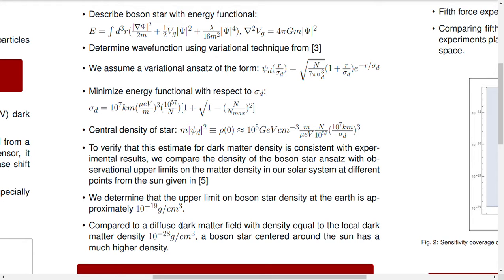Compared to a diffuse dark matter field, which has density approximately equal to 10 to the negative 28th grams per centimeter cubed, a boson star centered around the sun has a much higher density. This leads us to hypothesize that the signal we could expect to observe would be much higher, since signal scales in proportion to the square root of the dark matter density.